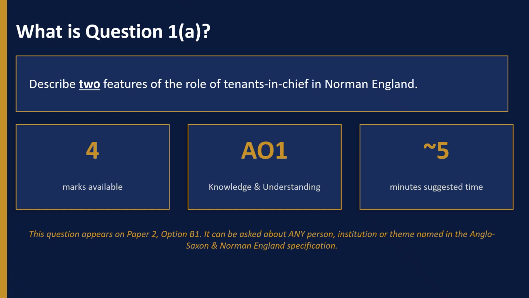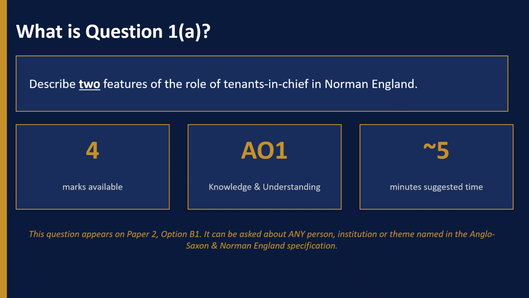First things first, what is question 1a? The question always asks you to describe 2 features of something in the Anglo-Saxon and Norman England course. Today we're going to be looking at the question, describe 2 features of the role of tenants-in-chief in Norman England. It is worth exactly 4 marks and it tests assessment objective 1. This means pure knowledge and understanding, and ideally you should spend no longer than 5 minutes on it, because the big mark questions that follow need your time and energy.